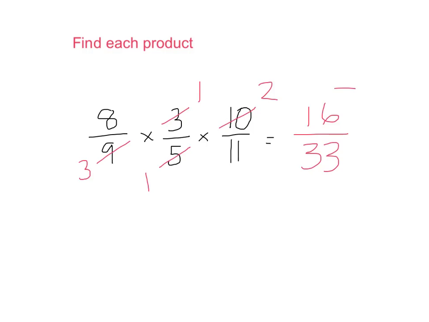And that's your answer, 16/33. It looks like a very large number. However, we've done all of our simplifying. Can't do much more than what we have already done because we've cross-canceled. So 16/33 is your answer.